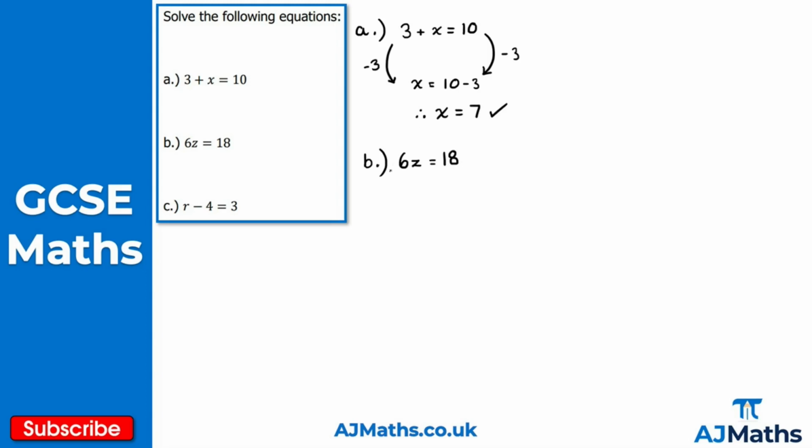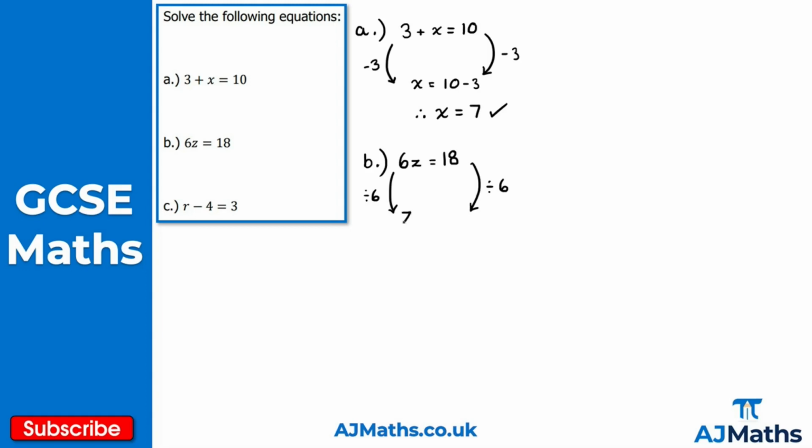So again, let's just think about what we're doing with z here. We're taking z and then we times it by 6. What's the opposite of timesing by 6? Well, that would be to divide by 6. Just using our inverse operations here, we divide both sides by 6. If I've got 6z and I divide that by 6, that would just leave me with z.